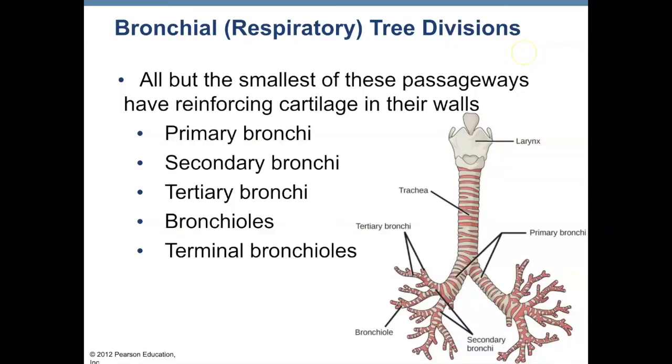Hey guys, and welcome back to part 2 of the respiratory system. So yesterday we looked at the anatomy of the respiratory system. We looked at all the different parts starting from the nose and made our way down from superior to inferior, traveling down the channel in which air flows into the lungs.